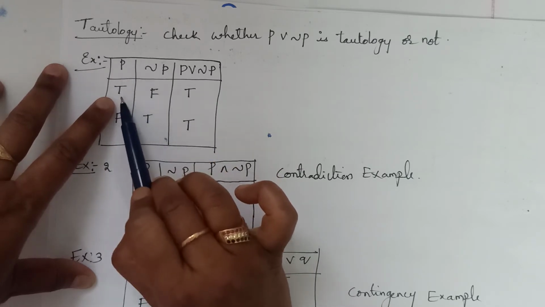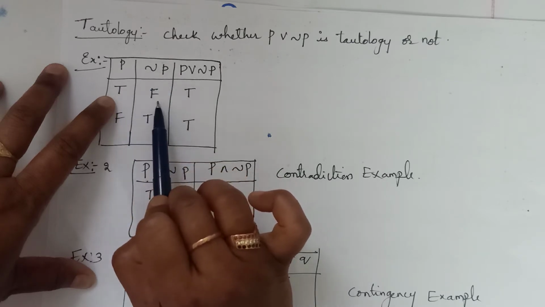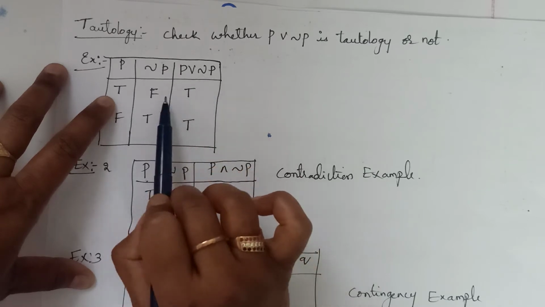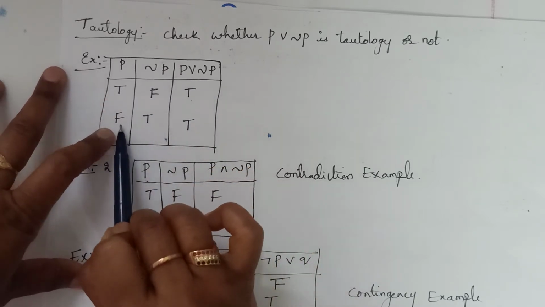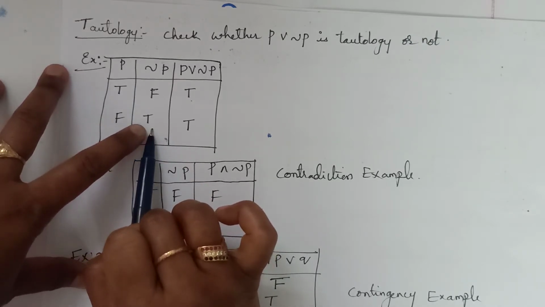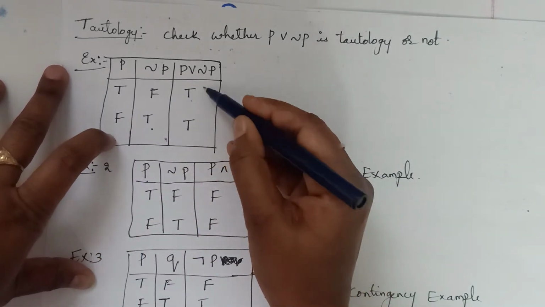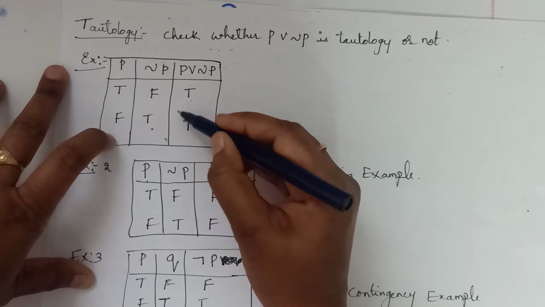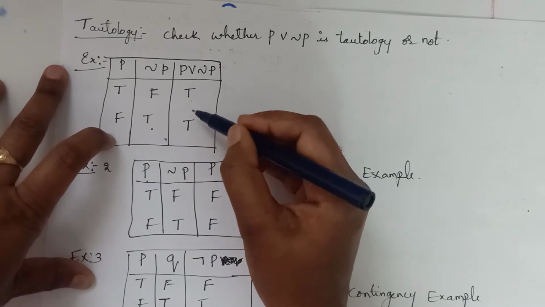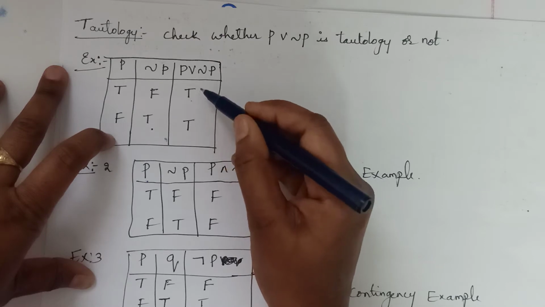When P is true, negation of P is false, so P or negation P becomes true. When P is false, negation P becomes true, so P or negation P becomes true. If you look at the last column of this table and all the truth values are true, then the statement formula is said to be a tautology.